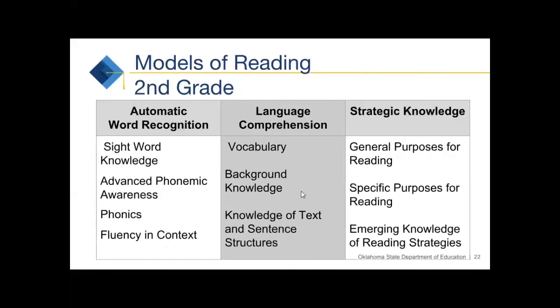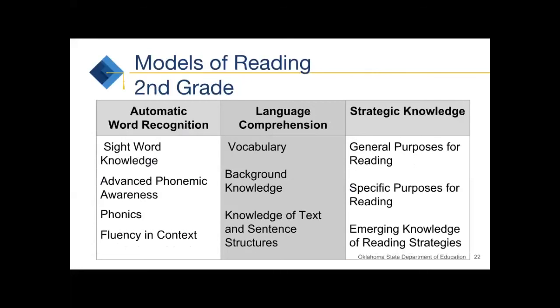Now, as you go to second grade, this is the first time where all three strands are really represented. So in the automatic word recognition, they have sight word knowledge. You're doing more advanced phonemic awareness, so they're deleting phonemes, they're substituting phonemes. Say the word cat, change the k to a b. Those kinds of things are happening, phonics, and they are becoming more and more fluent in this.